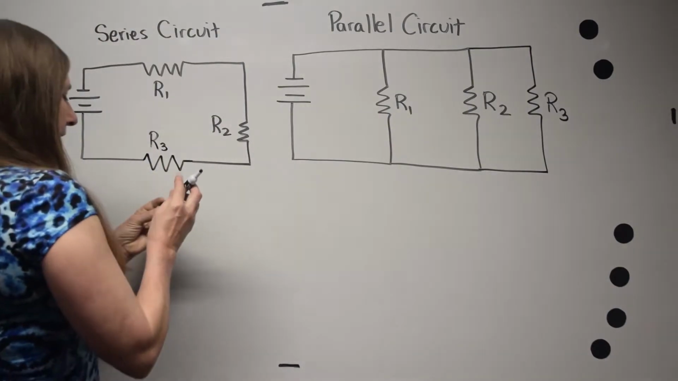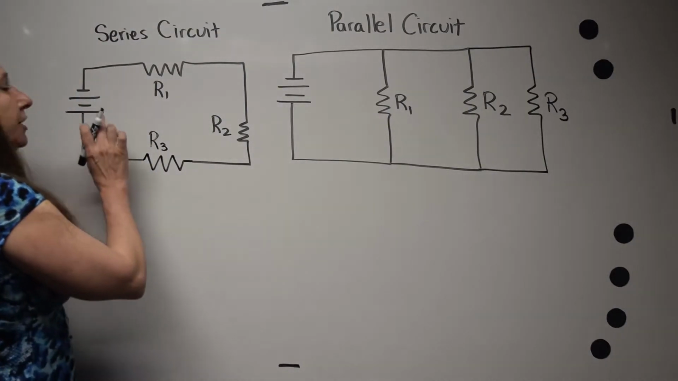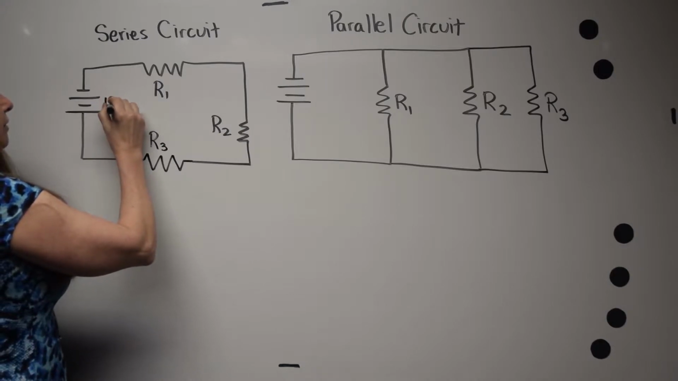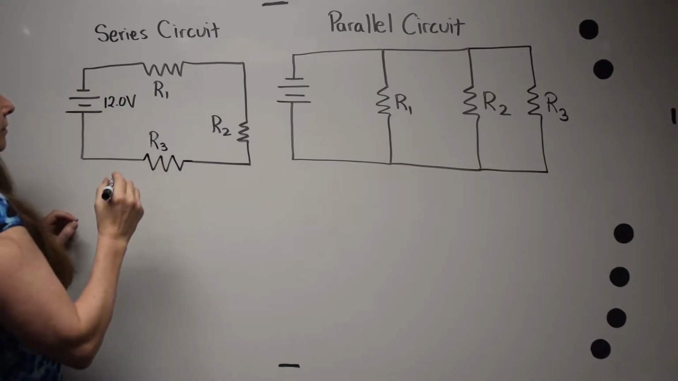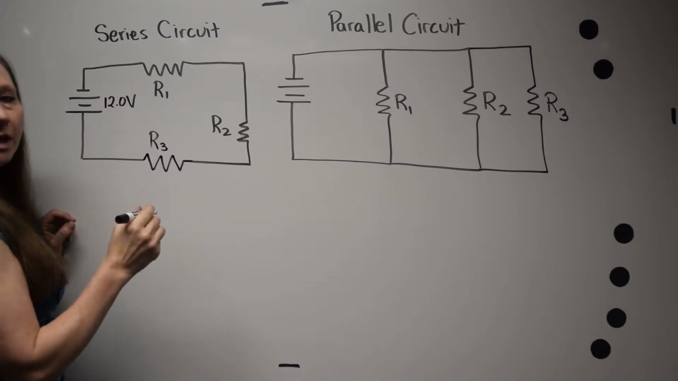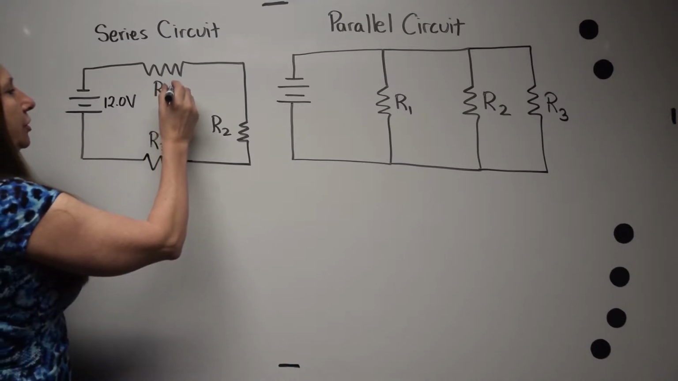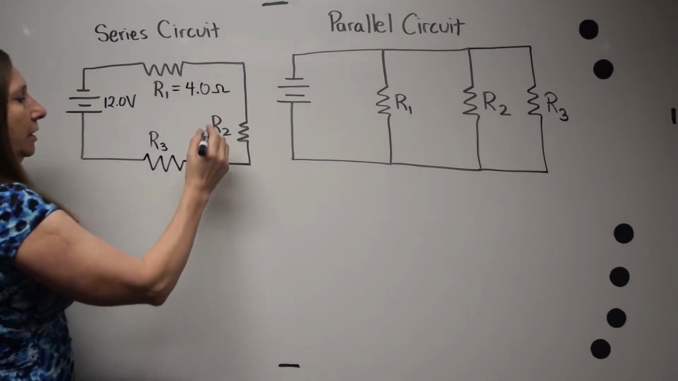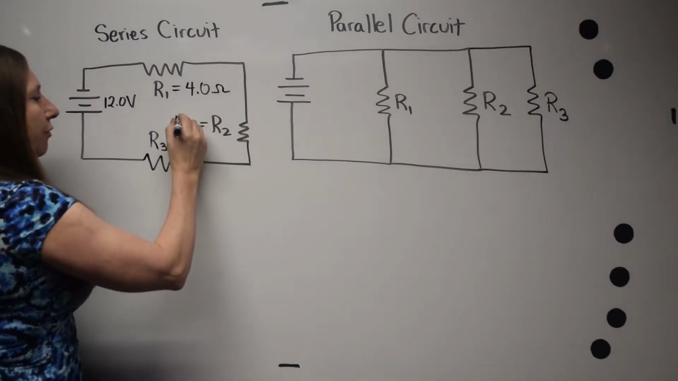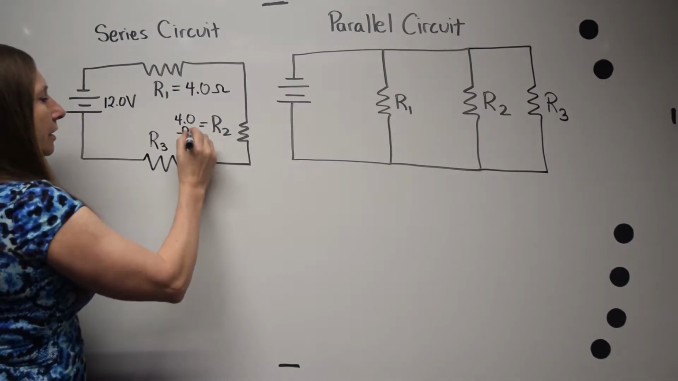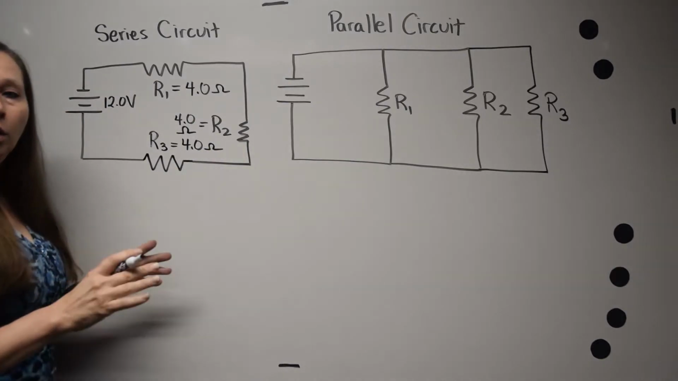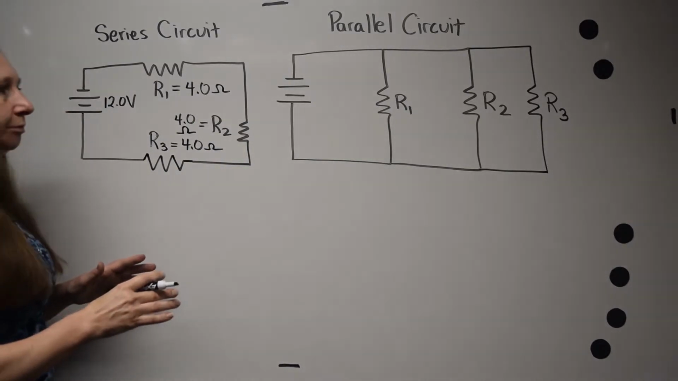So, we have here a series circuit consisting of a 12-volt battery and 3 4-ohm resistors. So this resistance is 4 ohms. This resistance is 4 ohms. And this resistance is 4 ohms. All of the resistors are the same.